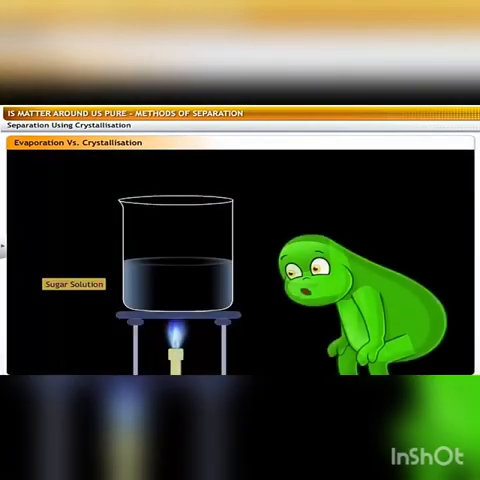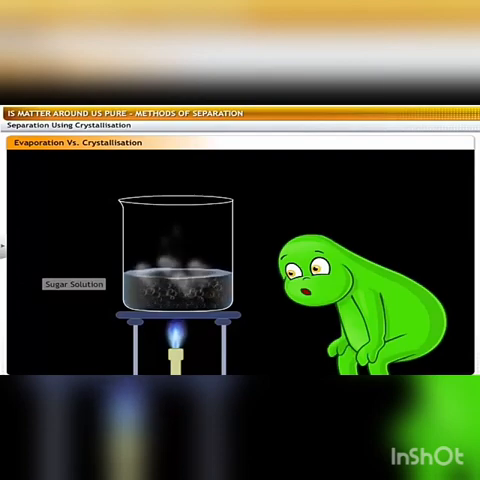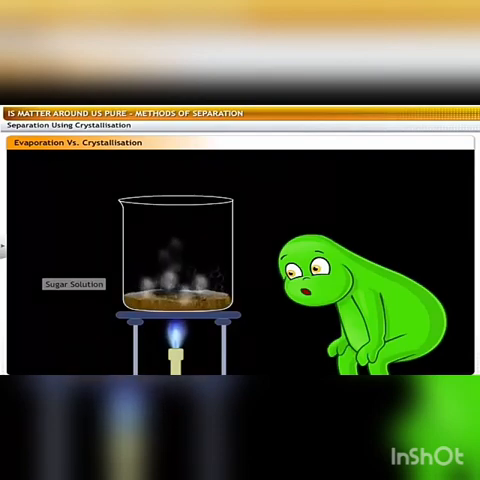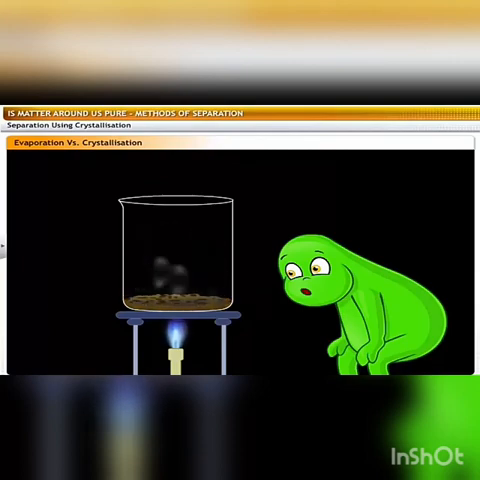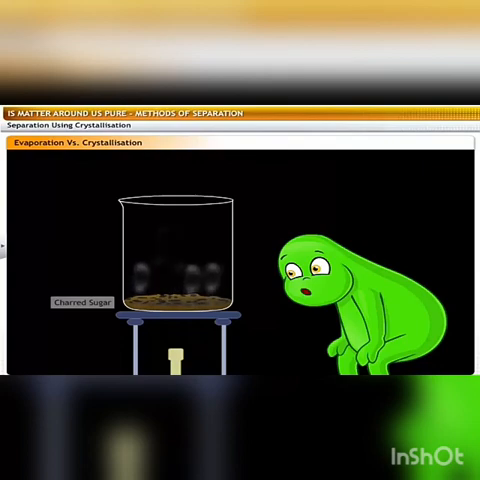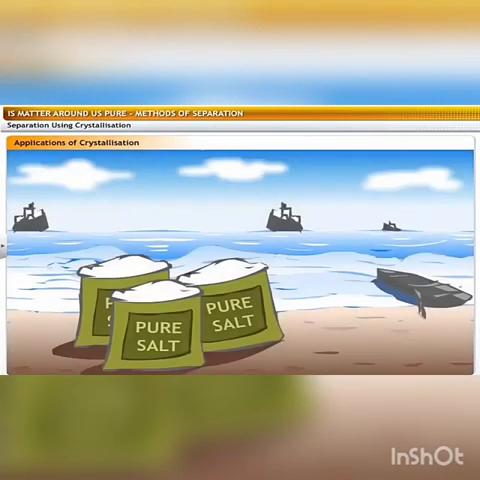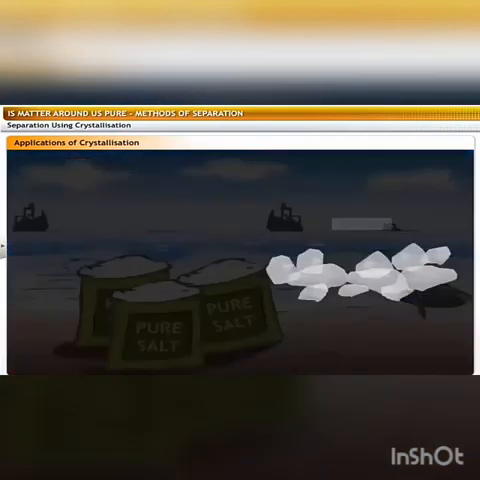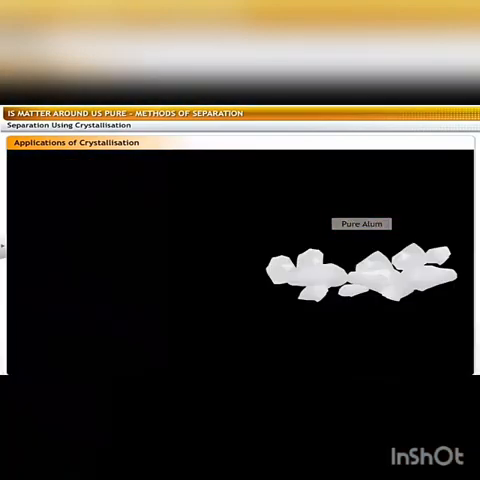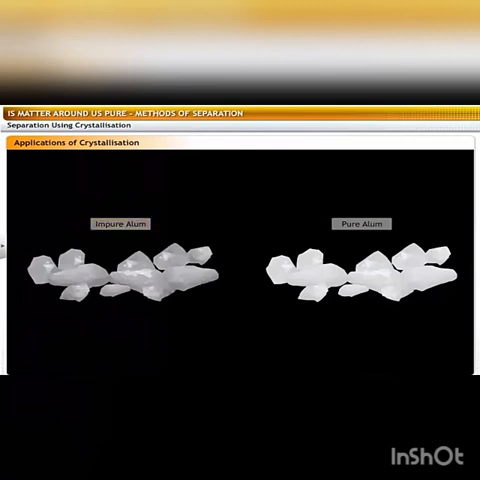When you heat a sugar solution, for example, the sugar may get charred when you heat it to dryness. On evaporating the solution, the solute may still not be pure as it may contain impurities left over from filtration. This is why crystallization is a better method. Crystallization is used for purification of salt that we get from seawater, and separation of crystals of alum from impure samples.